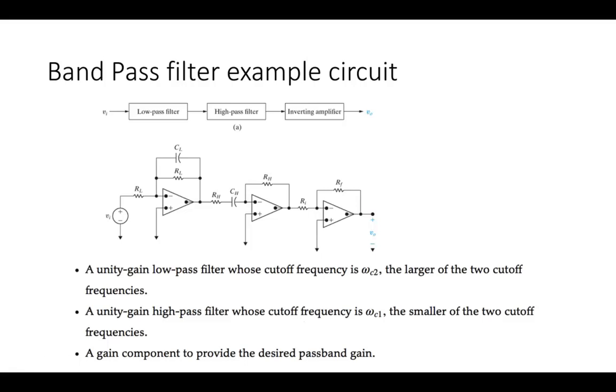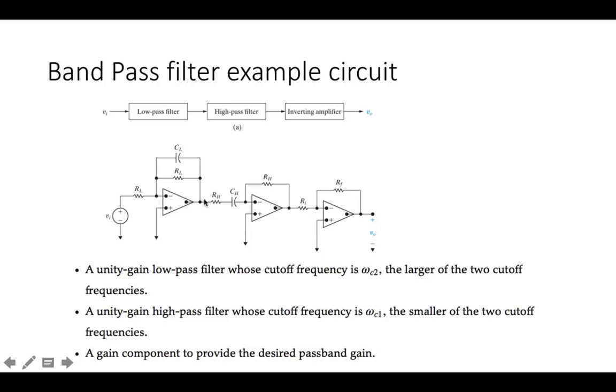So in order to construct this circuit, what we need then is a low pass filter and a high pass filter and an inverting amplifier cascaded together. Now what do we mean by cascaded? We mean the output of the first is connected to the input of the second. So if we look at this first circuit, this is our low pass filter. Here would be the output right here.